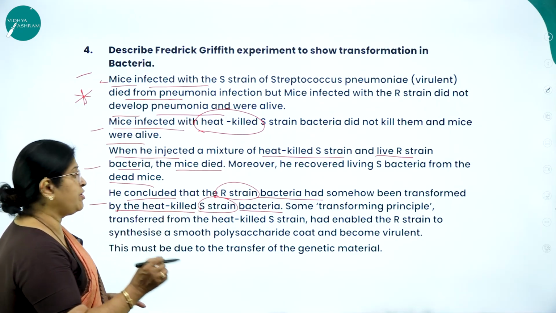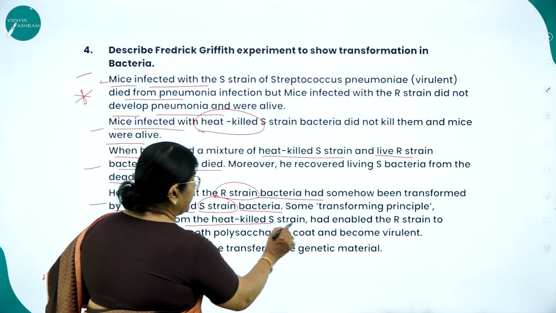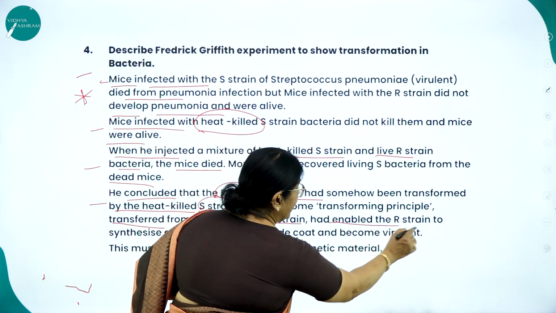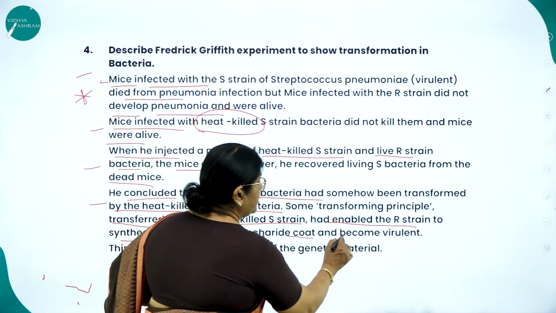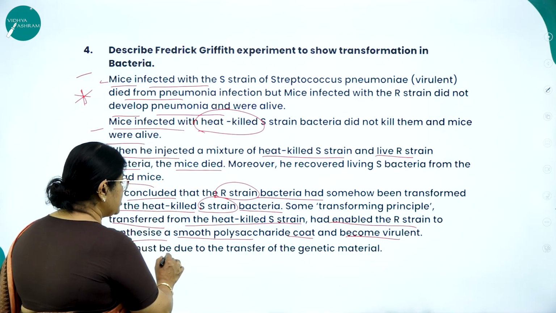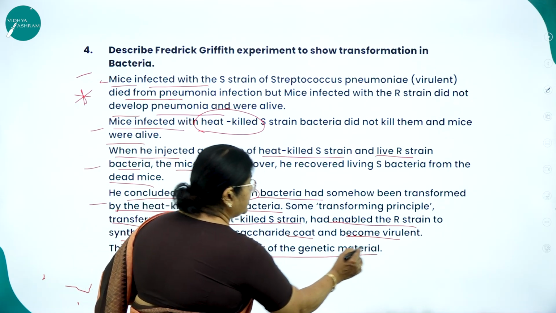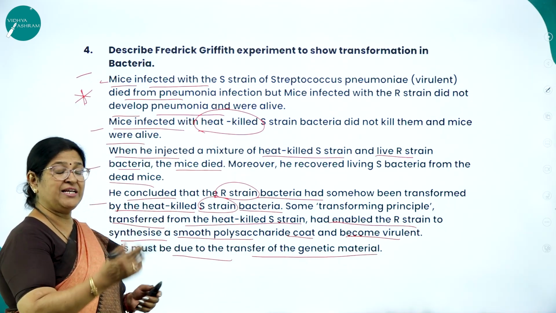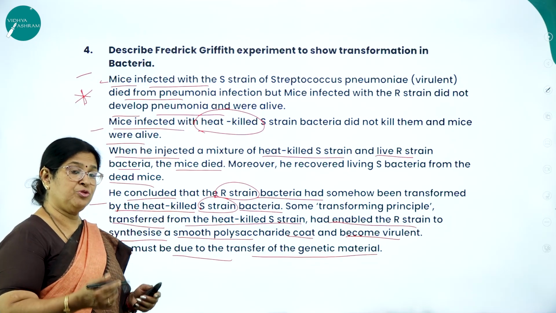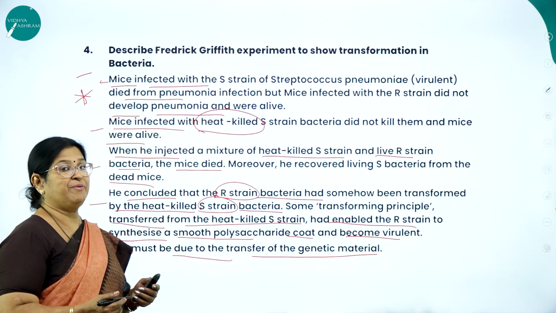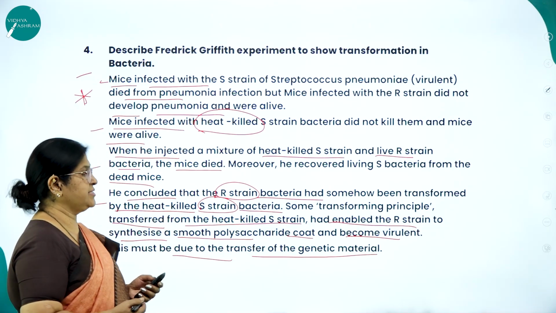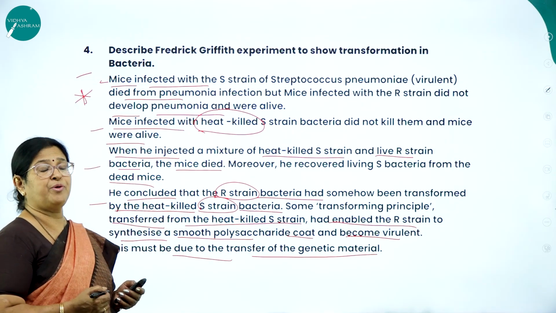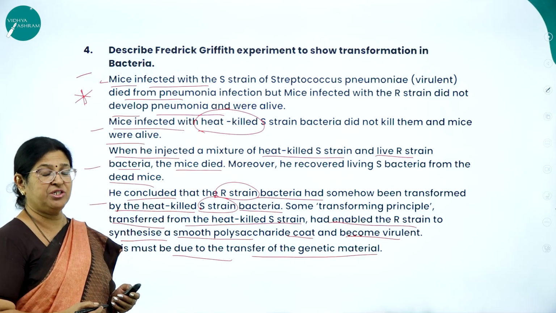So, some transforming principle transferred from the heat-killed S strain had enabled the R strain to synthesize a smooth polysaccharide coat and become virulent. This must be due to the transfer of the genetic material. So, from the S strain, the smooth bacteria, the genetic material was transferred to the R strain and that is how it killed the mice. So this is a very important concept from examination point of view.